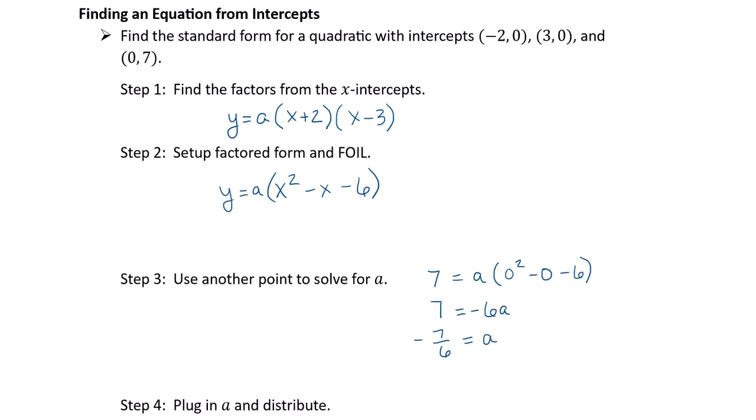So let's go ahead and plug in that a value and distribute. We had y equals my a, which I now know is negative 7/6, and I have x squared minus x minus 6. So this ends up being y equals negative 7/6 x squared plus 7/6 x plus 7.